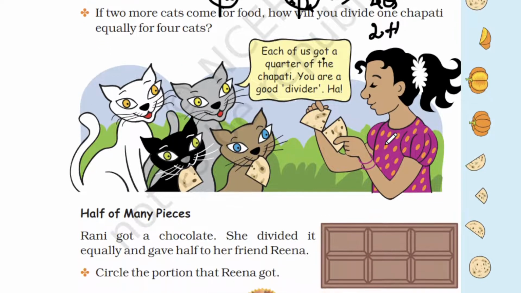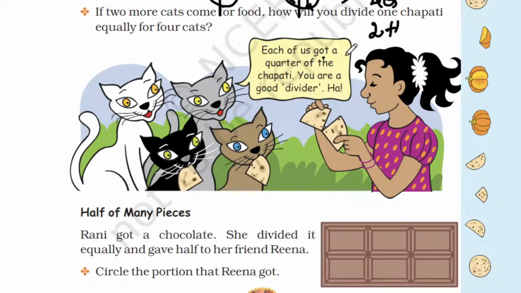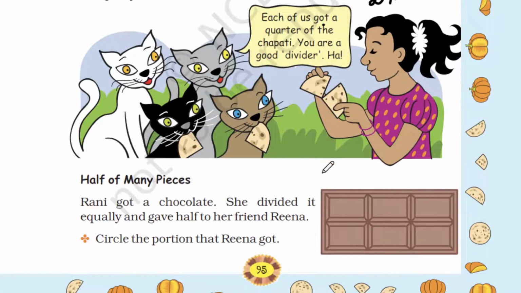Okay. So next, each of us gets a quarter of the chapati. You are a good divider. So this girl divided the chapatis into four quarters and is giving equal shares to the cats. Okay.